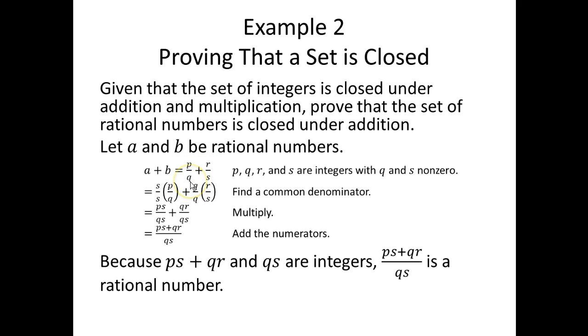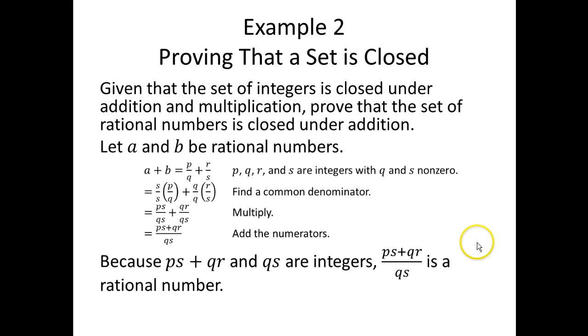Notice that they don't necessarily have a common denominator here, so let's make them have a common denominator by multiplying p over q by s over s, which is just 1. So I'm not changing anything about the value of this expression here. Do the same thing over here. Multiply by q over q, which is the same as multiplying by 1, so I'm not changing anything.